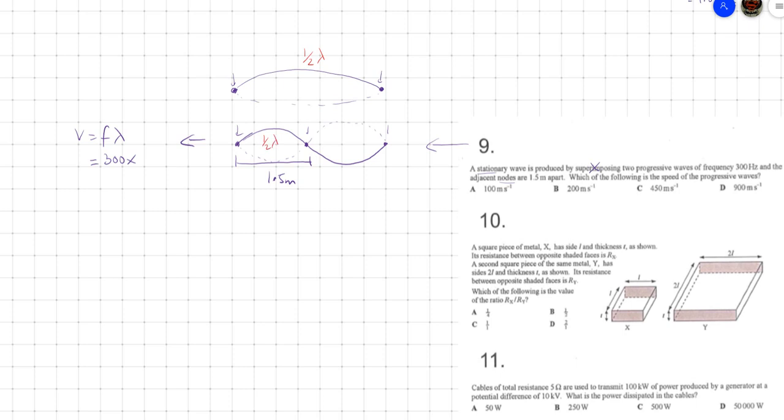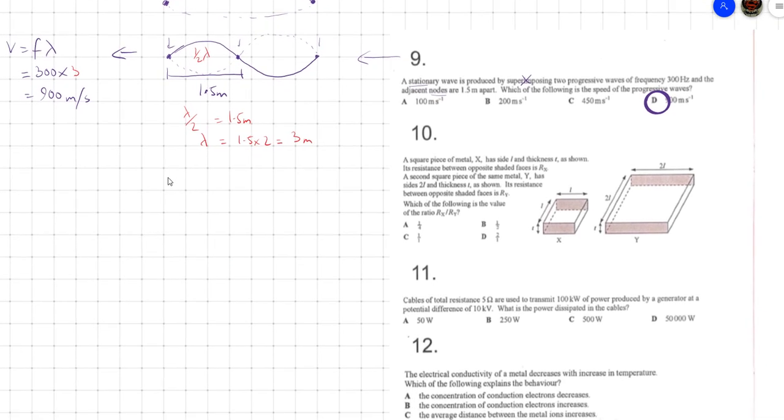Okay, so if half a wavelength is 1.5, so wavelength half is going to 1.5. So therefore, wavelength is going to be twice. It's going to be 1.5 times 2, okay, which is 3 meters. Therefore, the wavelength is going to be 3 meters, and then we have 900 meters per second, and the answer is D. Okay, so that's how it's always good to draw these things, so you can visually see what's happening.